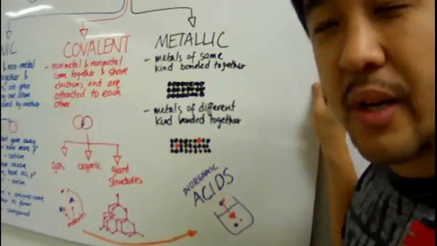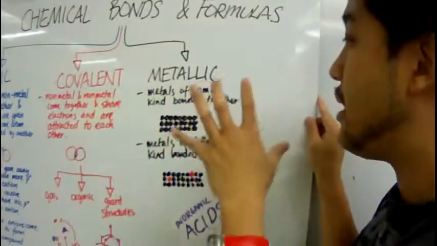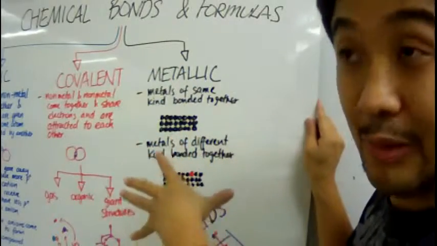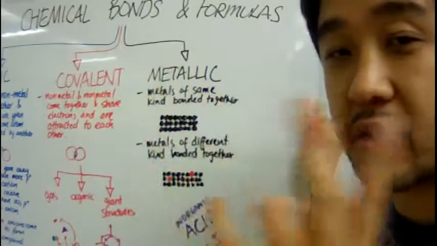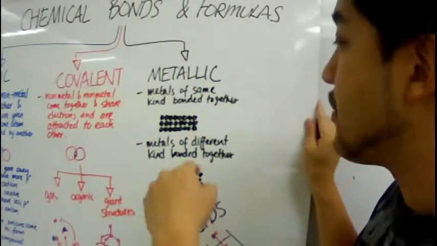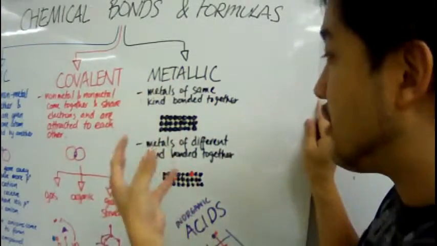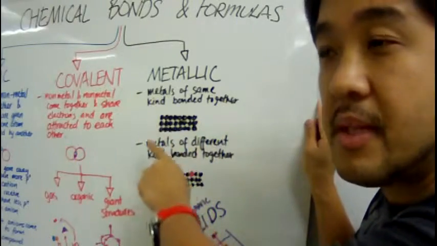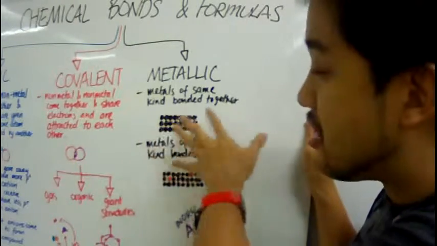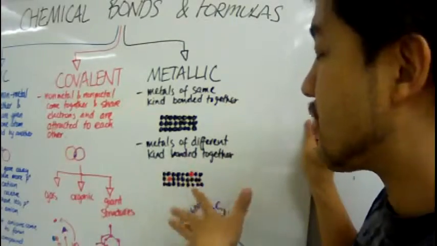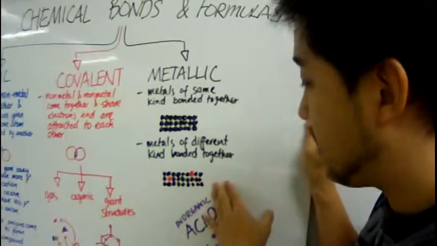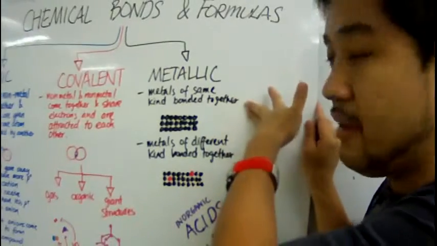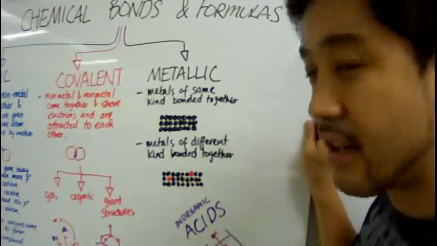And finally, we're going to talk about metallic bonds and how metals are named quite easily. And there are basically two types of metallic bonding. There are metals of the same kind that are bonded together to form this really nice repeating row structure that you see here. And there are metals of a different kind that are bonded together. And we'll go into detail about metallic bonding later on.